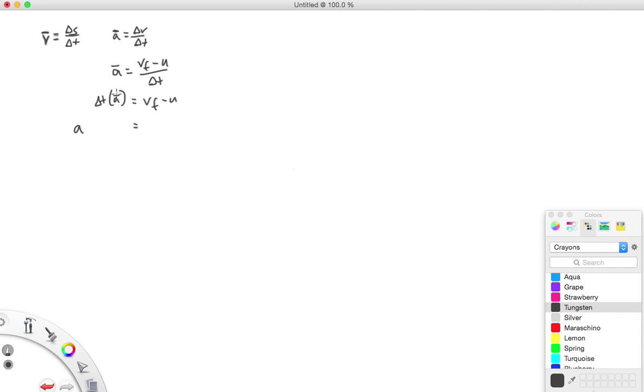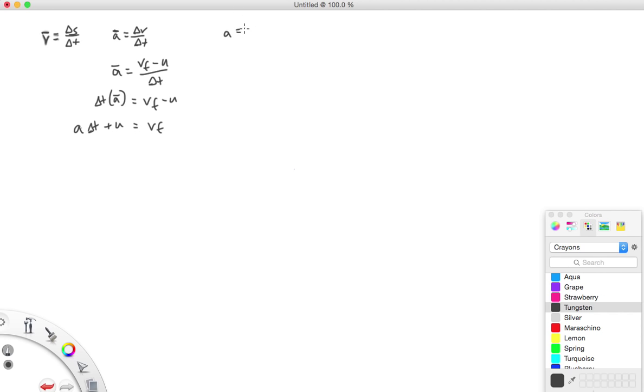Sometimes we don't even write the average; we just leave the a by itself. So it's going to be a times delta t plus u equals Vf. This way, if we're given acceleration, the change in time, and the initial velocity, we can find what the final velocity is going to be. Same thing goes for the initial velocity. We can find the initial velocity if we know the final velocity, the acceleration, and the change in time. You can also solve for the initial time or the final time using the same kind of approach. So this is how you do it, and it's a nice, useful exercise.